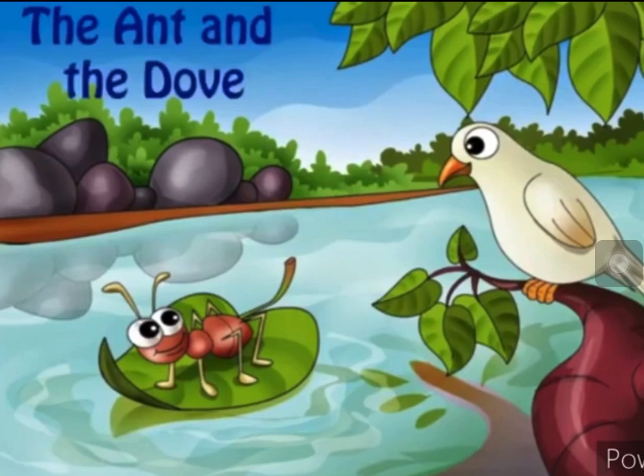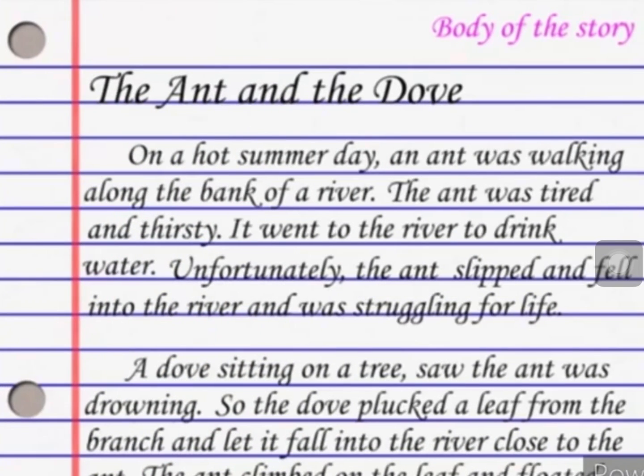So for those hints to develop a story, this is the suitable title: The Ant and the Dove. As we are writing a story about that, beginning, middle, and ending should be there. The title of the story: The Ant and the Dove. Once you go through this, then you can understand very easily.